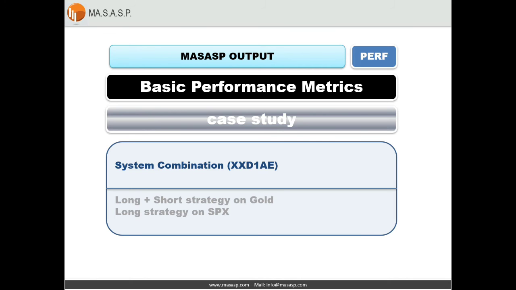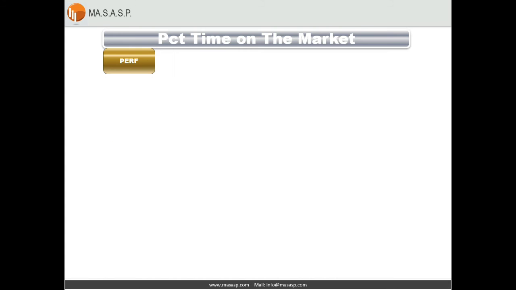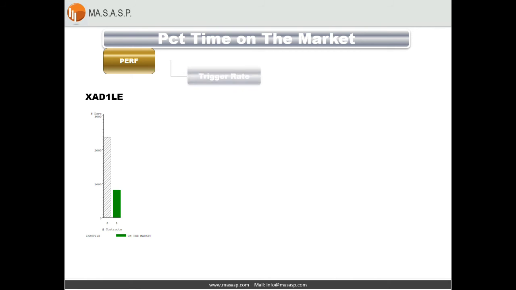Let's see what happens with our four-system combination. This bar chart recounts the fraction of time that the trading system is on the market. That fraction is plotted as a green bar, which is compared to the gray bar representing the time off the market. That fraction, in turn, depends on the trigger rate and on the average holding period, which are also reported separately.